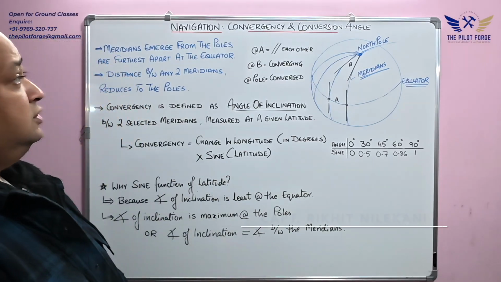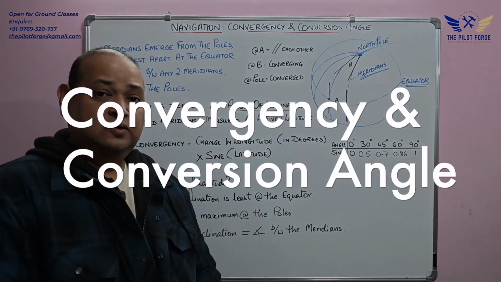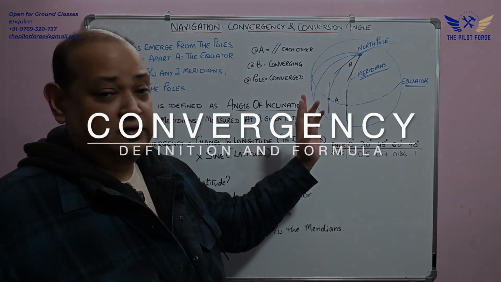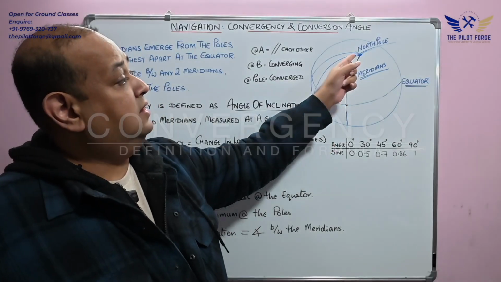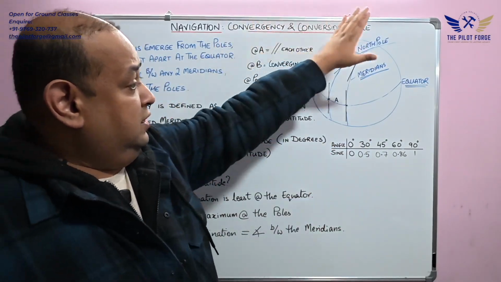Welcome back to navigation. We're going to take a look at the chapter on convergency and conversion angle. Let's take a look at convergency first. Now, we know that the meridians are parallel to each other at the equator and they converge at the north and the south poles.